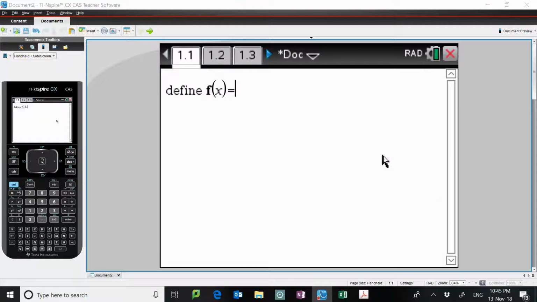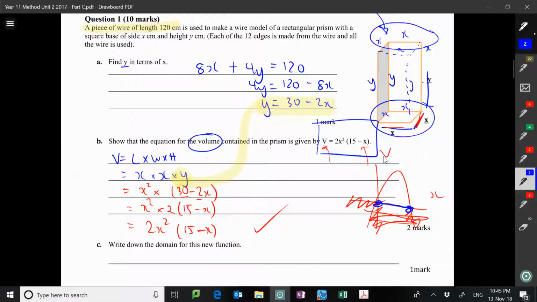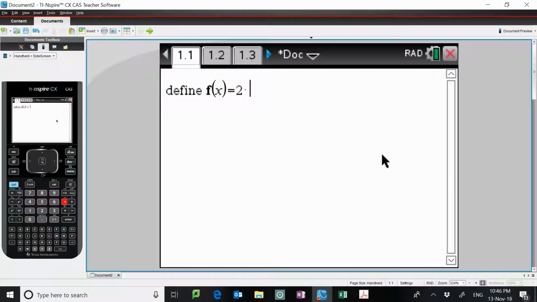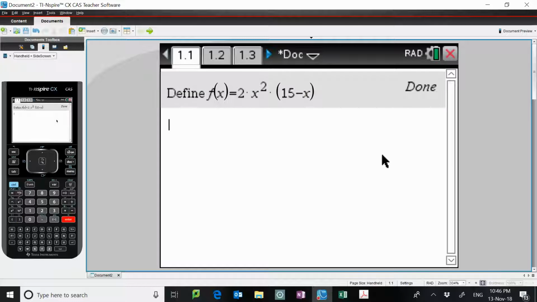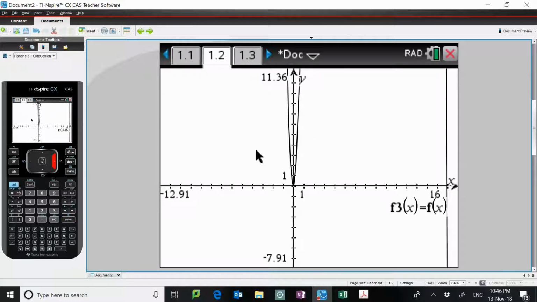Define f of x is equal to, what was it again? You had 2x squared multiplied to 15 minus x. Okay, there we go. That has no restrictions so far. So if I actually sketch the graph, now my graph looks like a quadratic, remember, but hey, if I move my cursor, you can see on the right hand side, I got another part of the curve. I taught you 3 things in the other video to adjust this window.